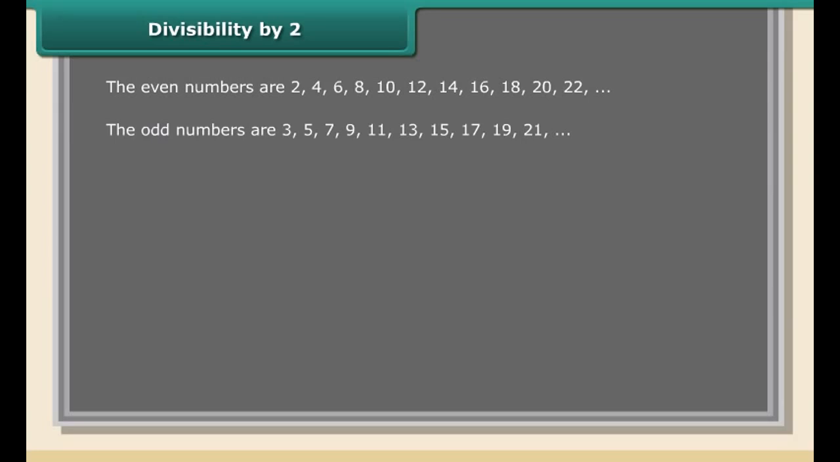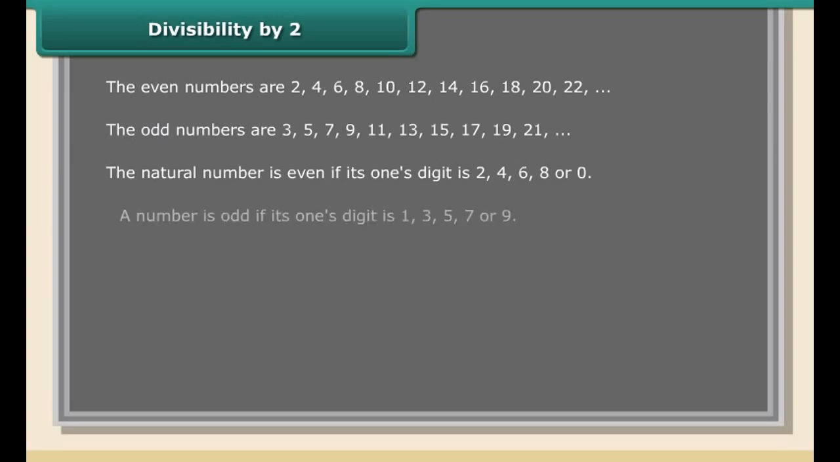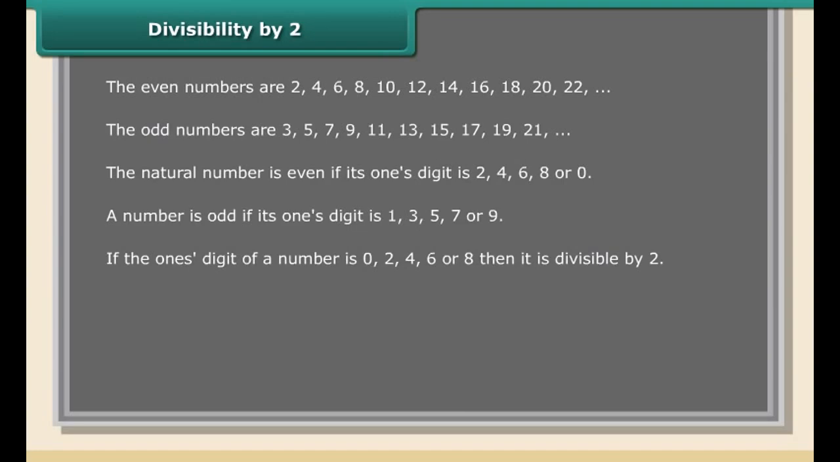Any number PQR can be written as 100P plus 10Q plus R. Since 10 and 100 are divisible by 10, so are 10Q and 100P, which in turn are divisible by 5 because 10 is equal to 2 into 5. As far as number R is concerned, it must be divisible by 5 if the number is divisible by 5. So, R has to be either 0 or 5.